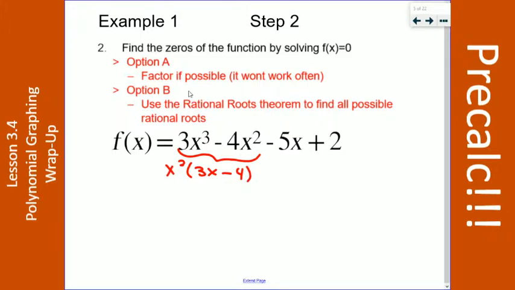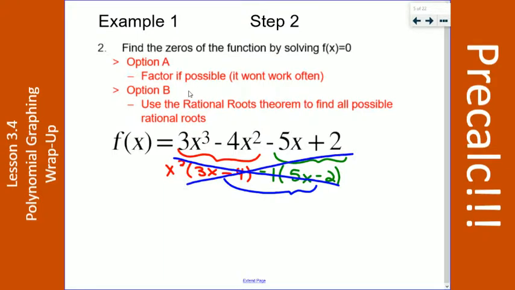And then what do these 2 terms have in common? Well, not a whole lot, but this first term is negative, so we'll factor out a negative 1 and get 5x minus 2. Now, if we take a look at these 2 parentheses, it's not going to work out very well. Okay? So, option B, we're going to use the rational roots theorem to figure out what our possible rational roots could be.